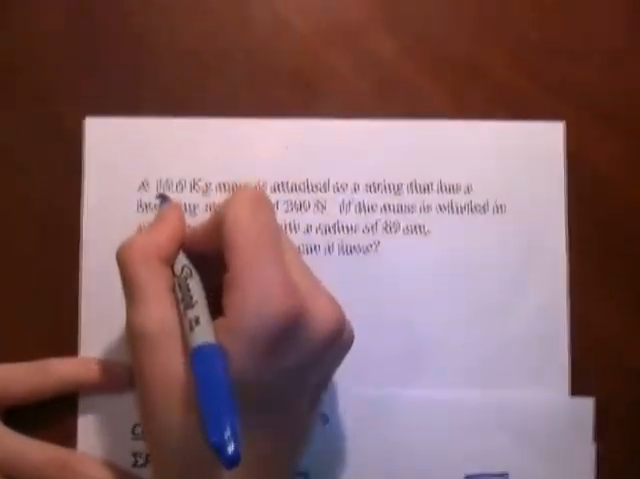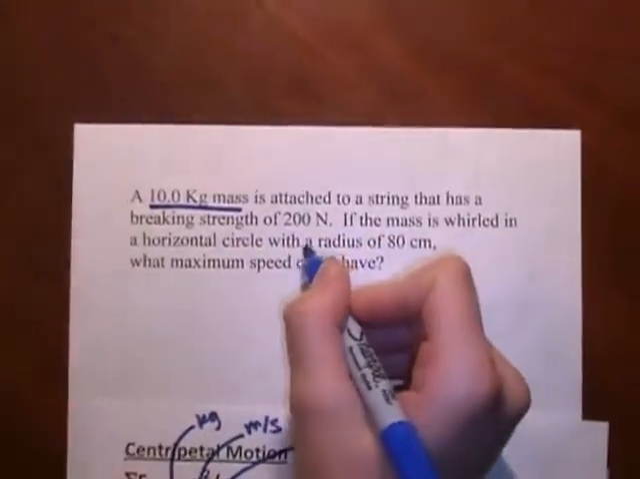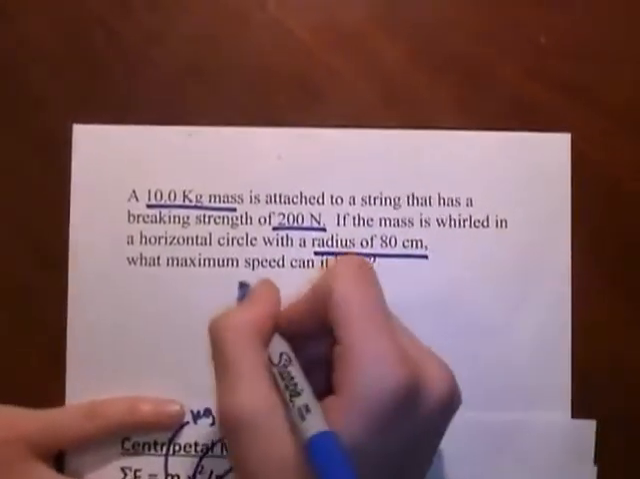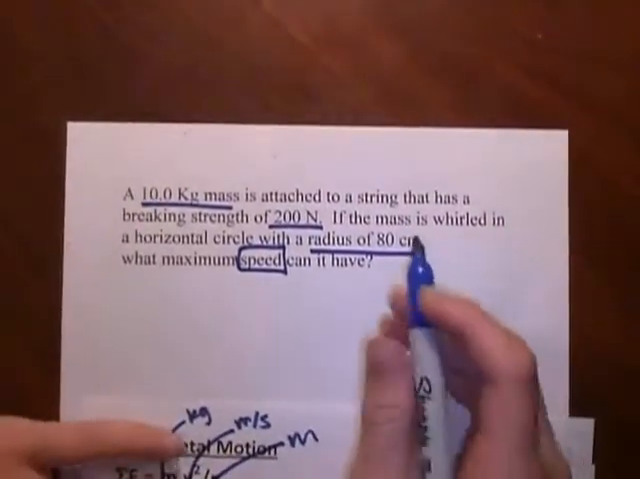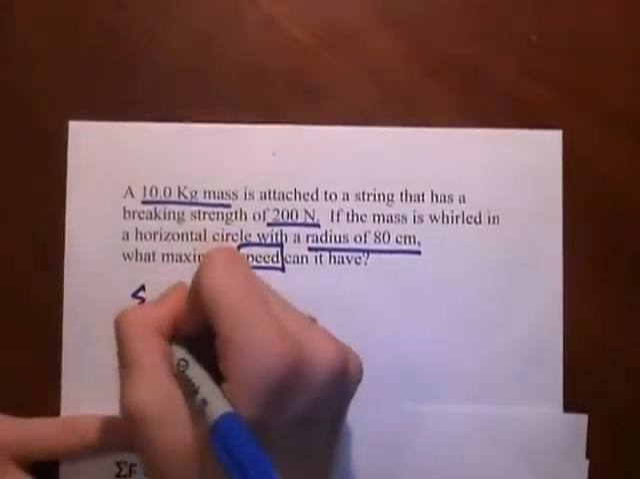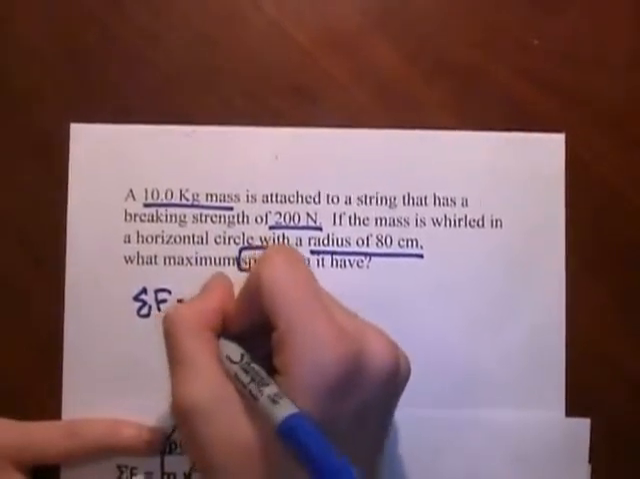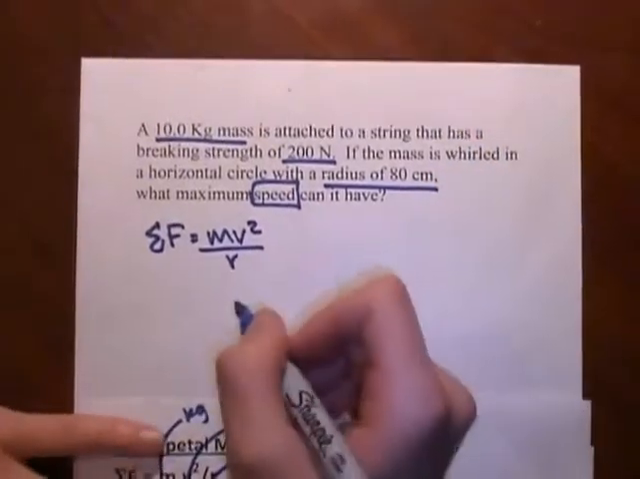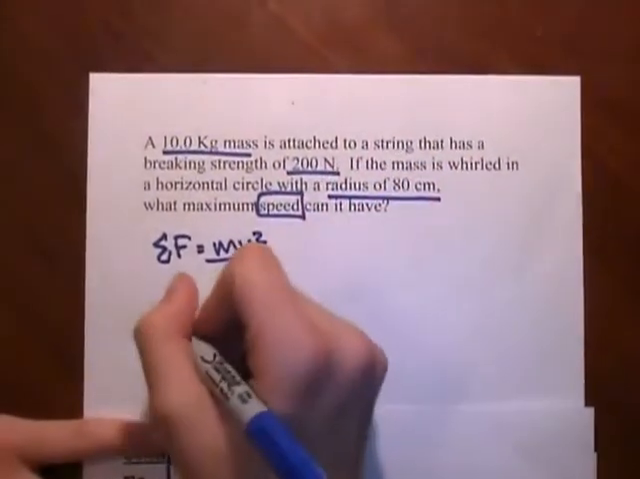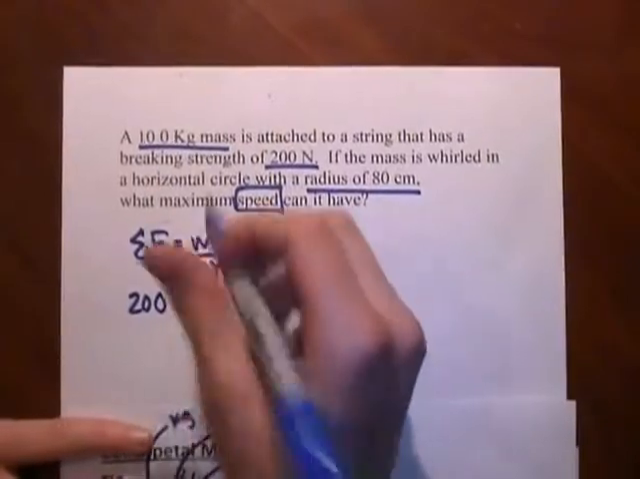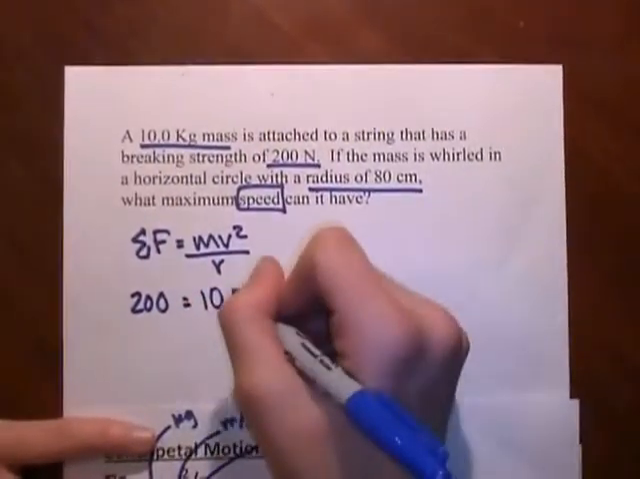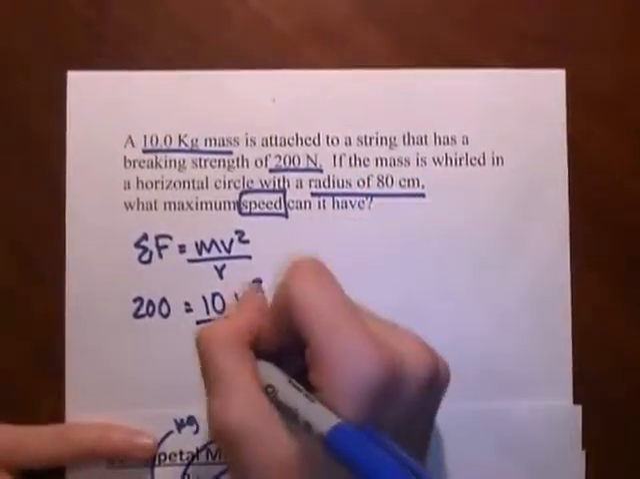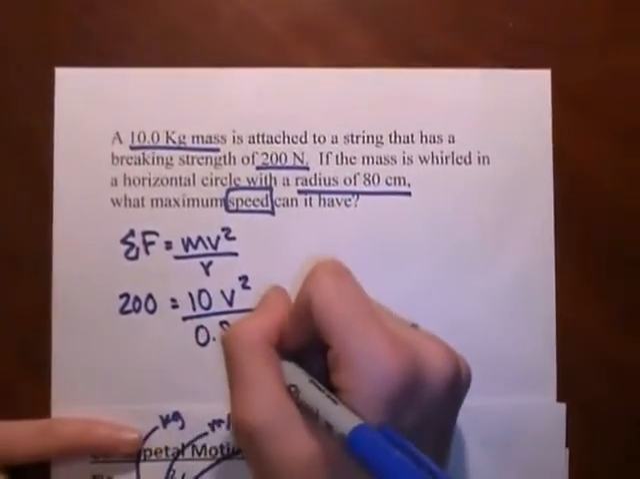Here, you have a 10 kilogram mass, with a braking strength of 200 newtons and a radius of 80 centimeters, and you are trying to find the speed. You just plug these numbers into the equation, the sum of the forces equals mv squared over r. 200 newtons is your force, and your mass is 10 kilograms. You're trying to solve for v squared, and your radius is 80 centimeters, which converts to 0.8 meters.